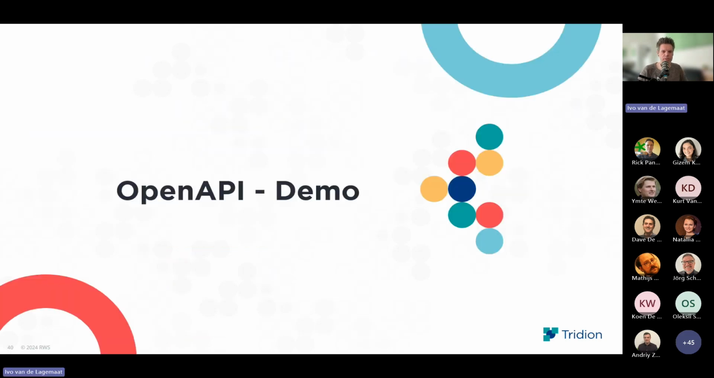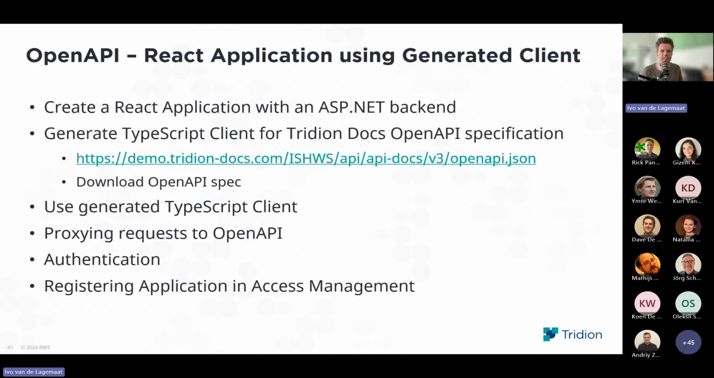Then I want to give you a demo of how to use an OpenAPI. I created a React application. It uses an ASP.NET backend for handling a bit of authentication and proxying. I'm going to generate a TypeScript client from it. I'm going to download it, and based on that, I'm going to create a client from it, try proxying a request, show you how authentication is done, and also how to register an application in access management.